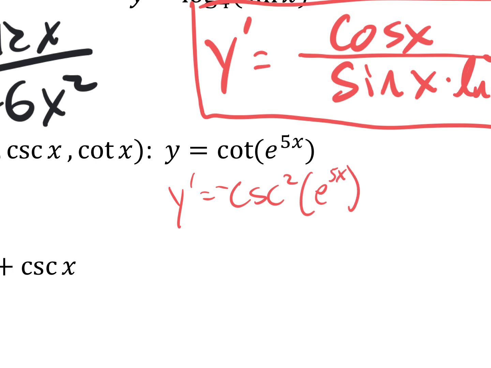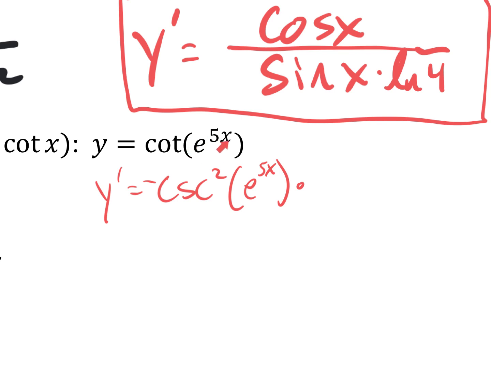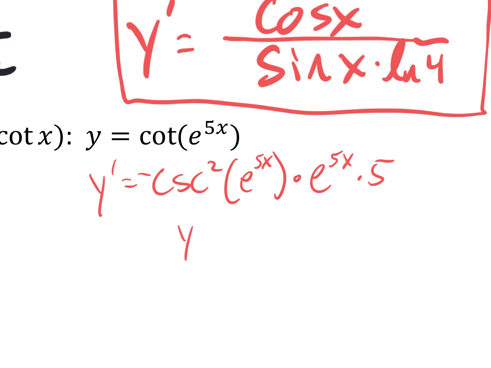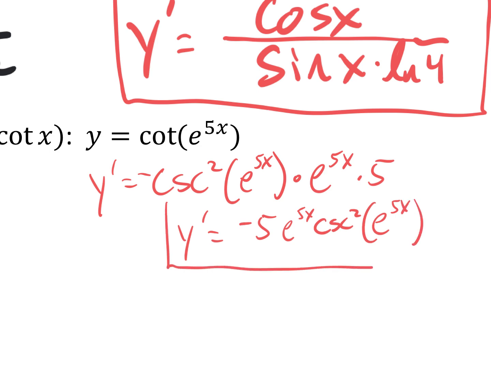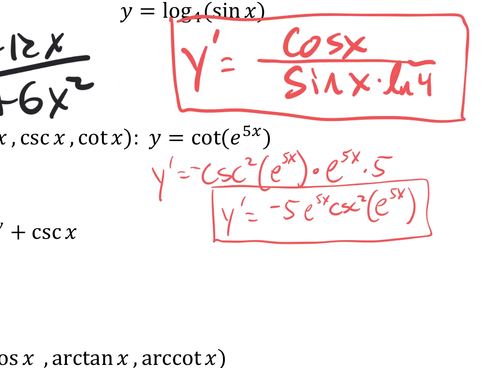Now this is a chain rule. That's the derivative of the outside. Now we've got to do the derivative of the inside. So what's the derivative of the inside? Well, for e to the 5x, we have e to the 5x times the derivative of 5x, which is 5. And we might like this a little cleaned up here. We'd rather write it like this: negative 5e to the 5x cosecant squared e to the 5x. That would be a preferred way to write it.